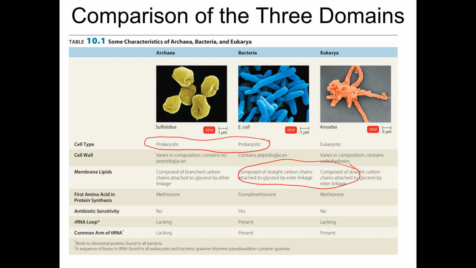Looking at the first amino acid in protein synthesis, so translation, for archaeans and eukaryotes, it's both methionine. Bacteria, it's formylmethionine, so they're their own thing. And the list goes on. It's just to show you that, while there is still some overlap, the differences are pretty obvious between the three domains.